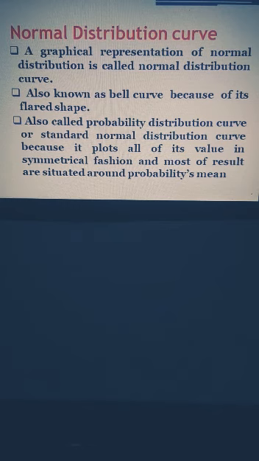Moreover, it is also known as the probability distribution curve or the standard normal distribution curve because it plots all its values in symmetrical fashion. Most of the results are situated around the probabilities mean. Most of the values are in the center and few values on the side. That's why it is known as the probability distribution curve. So these are the various other names of the normal distribution curve: the bell curve, the probability distribution curve, or the standard normal distribution curve.